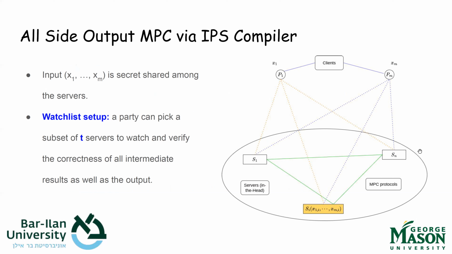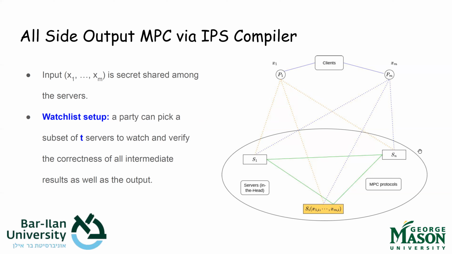Assume n parties want to compute a function f on their inputs x1 to xm. With the IPS compiler, they will first secretly share their inputs and send the shares to imaginary servers and run an MPC-in-the-Head protocol that computes f. The IPS compiler achieves security against malicious adversaries by the use of a watchlist mechanism.